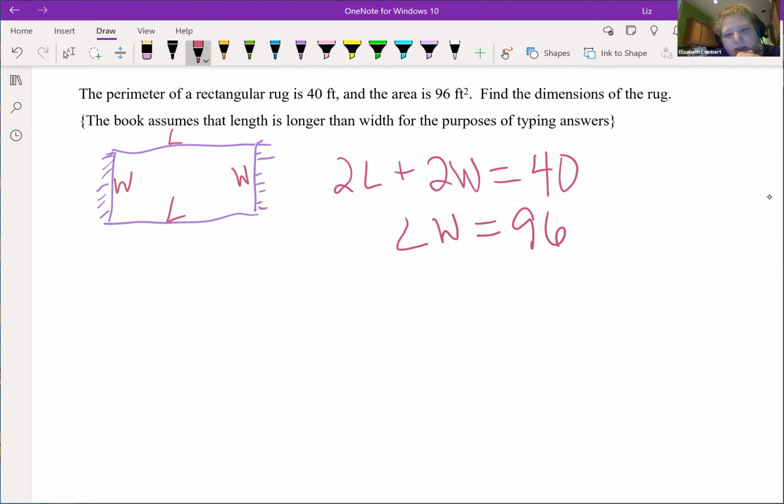Okay, so the second equation looks more straightforward, but to solve for one of the variables, I have to divide by the other. And then I have a fraction with a variable on the bottom. I don't want to do it. So I'm going to play around with the first equation instead. And notice 2 L's, 2 W's is 40. Yep, everything's divisible by 2.